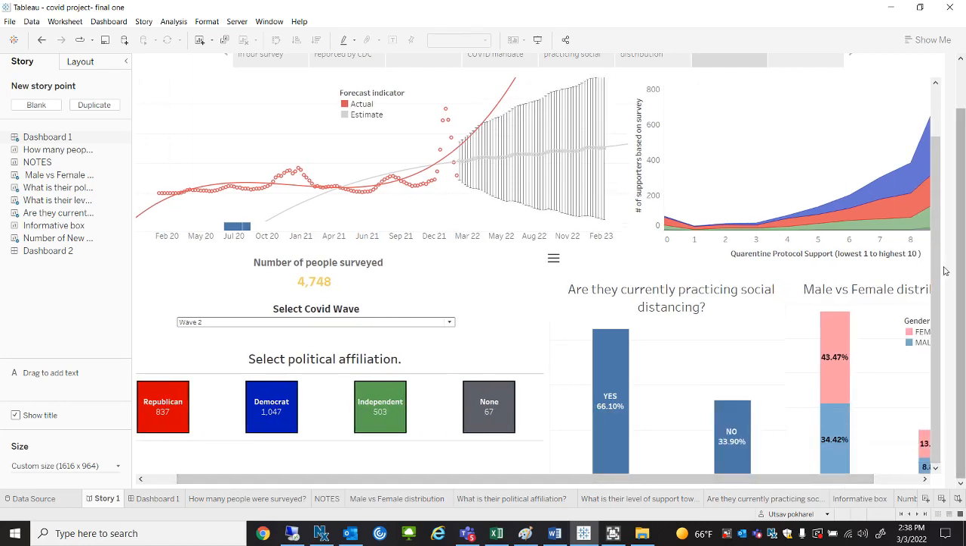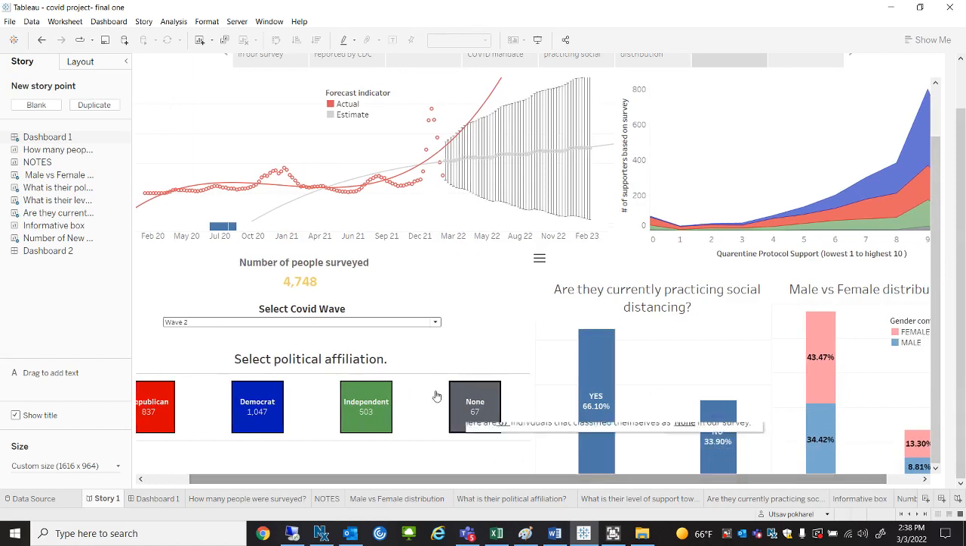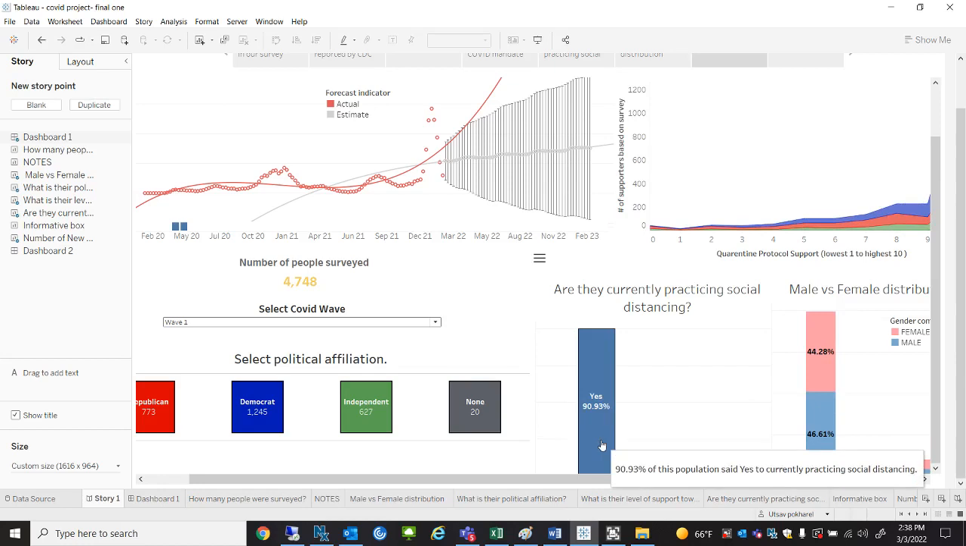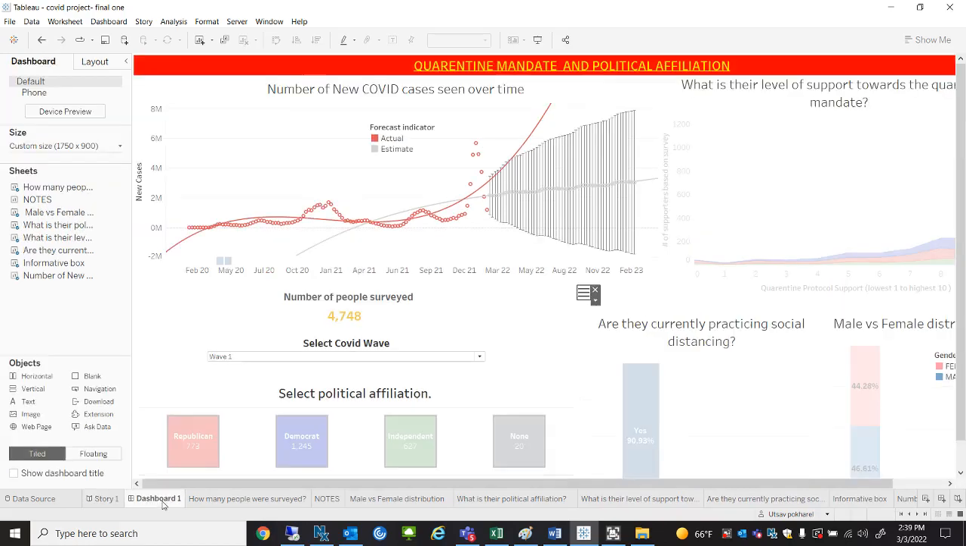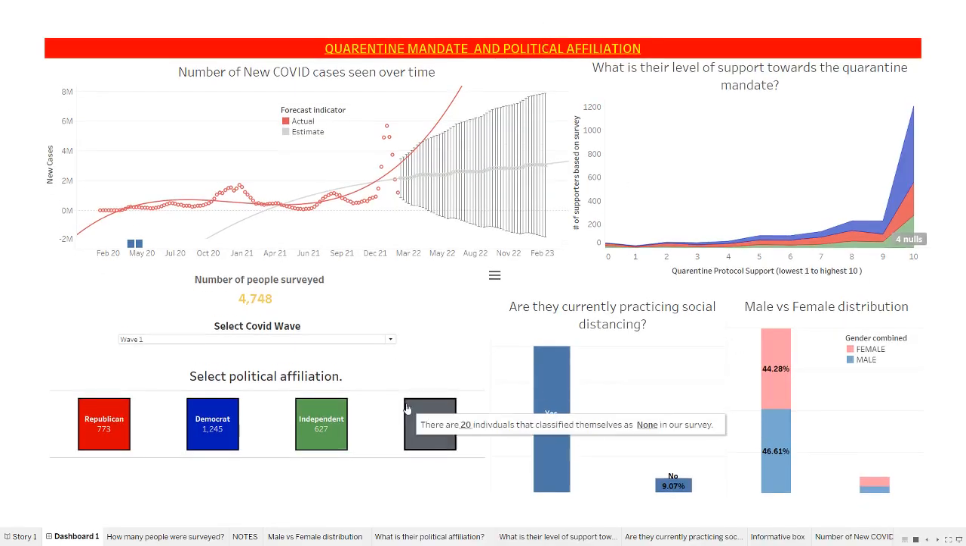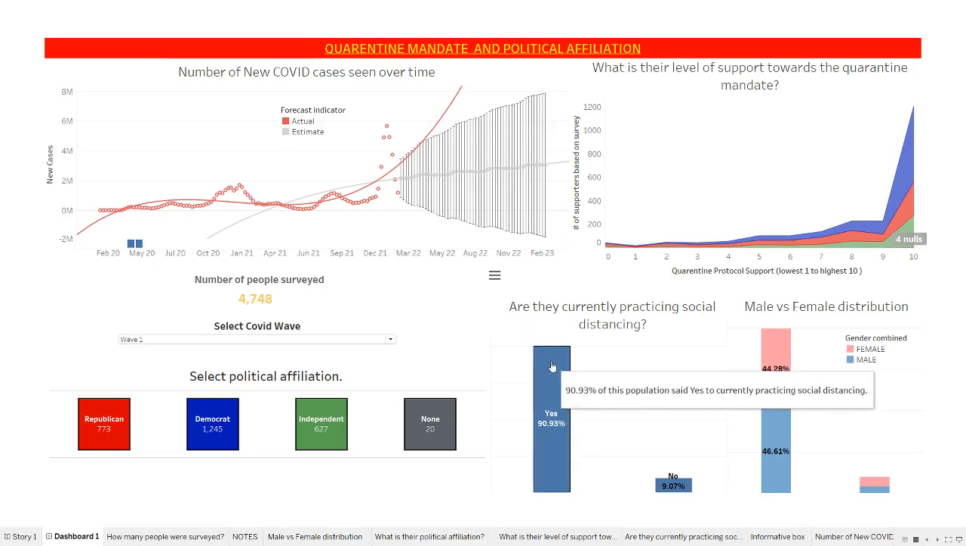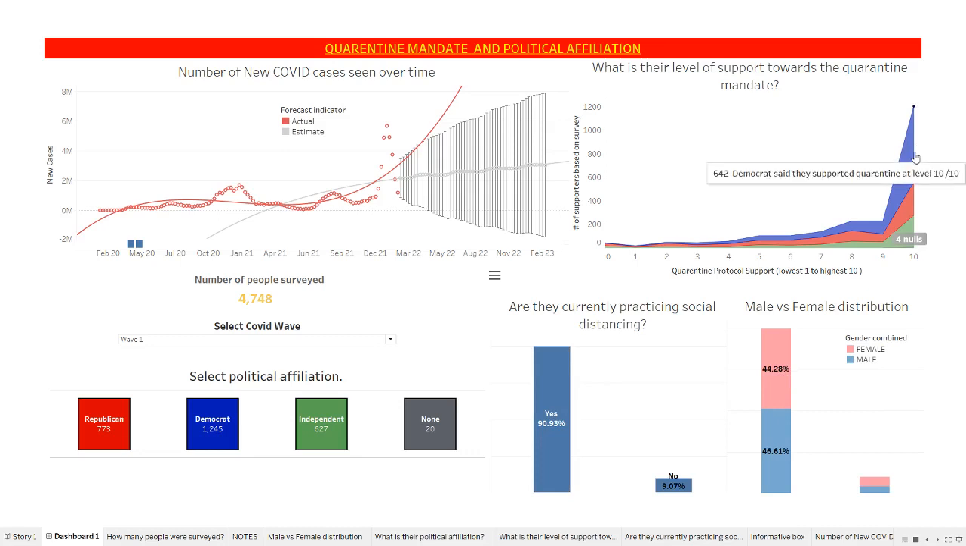And when we look at wave one, we saw a general trend of support, like people were supporting 10 out of 10. More values were seen in this area. And then even the question, are they currently practicing social distancing? Let me put it on the dashboard view so that it's easier. So when we asked people, hey, are you currently practicing social distancing? 90% said yes, because it was the beginning of COVID. Everybody was scared, and the quarantine support was pretty good, and the distribution on male and female was pretty good.